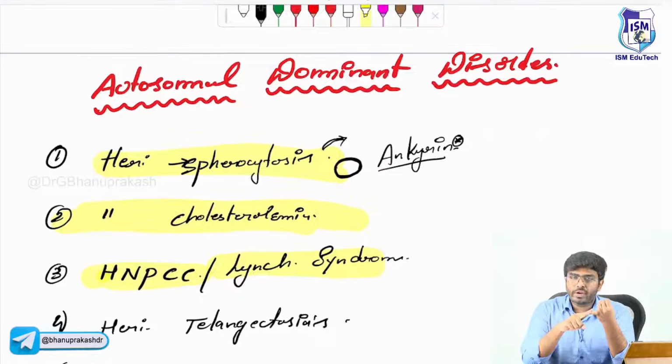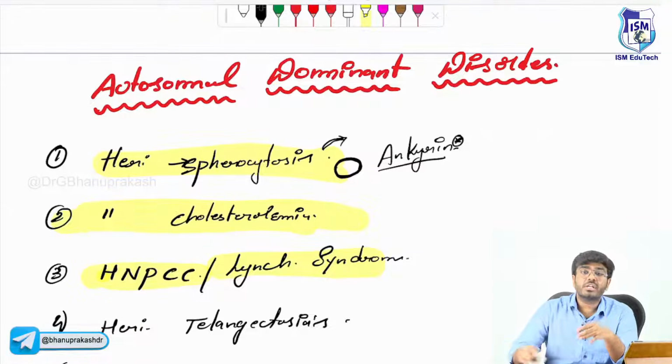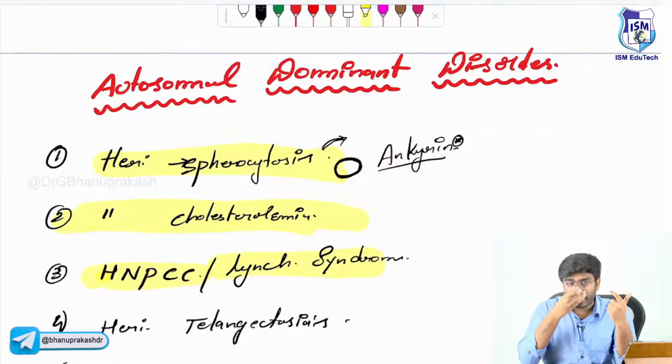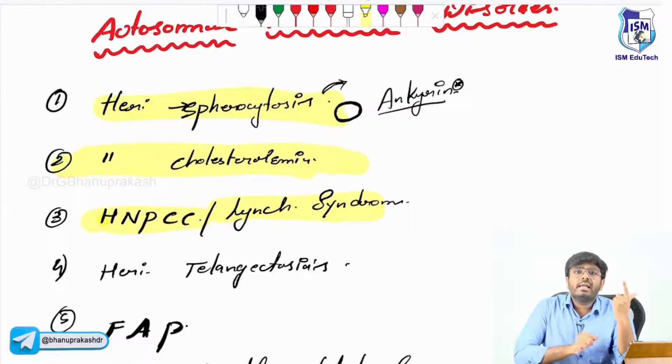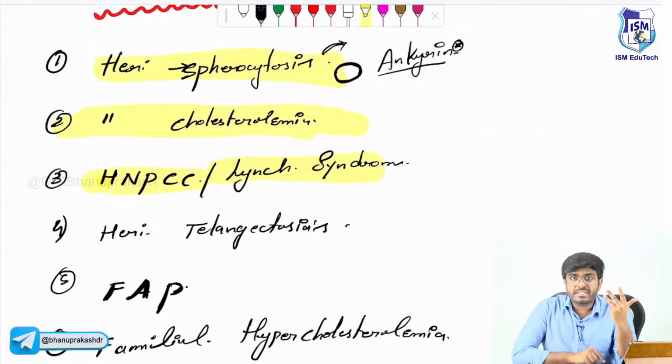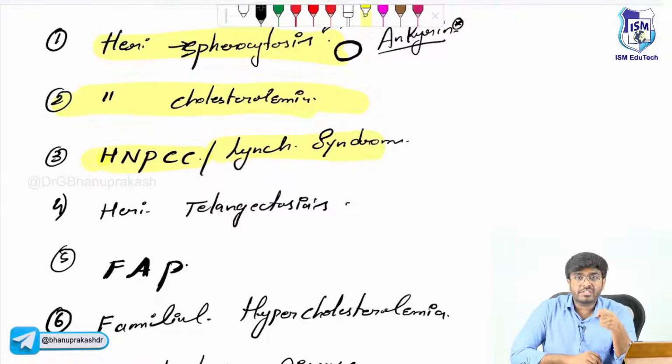Hereditary non-polyposis colorectal cancer, HNPCC, or colon cancer, which is also called Lynch syndrome. One thing, hereditary hypercholesterolemias. Okay, next, hereditary spherocytosis, where there is a defect in the spectrin, and last one, hereditary telangiectasias. Telangiectasias means blood vessel problem. Okay, dilation of the blood vessels. Next, familial adenomatous polyposis.